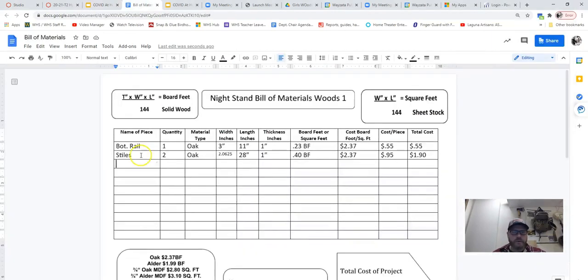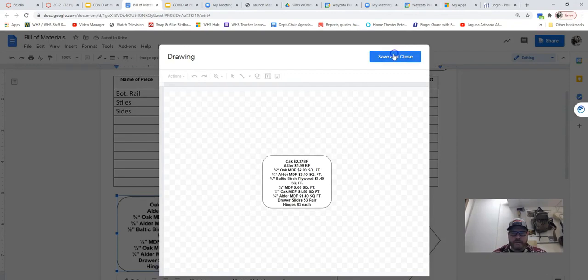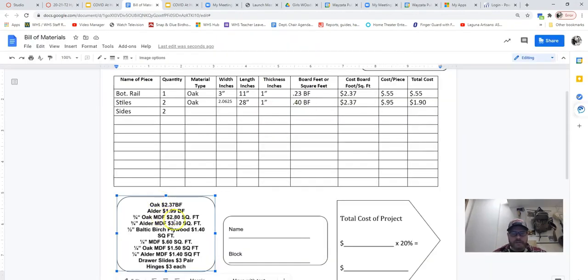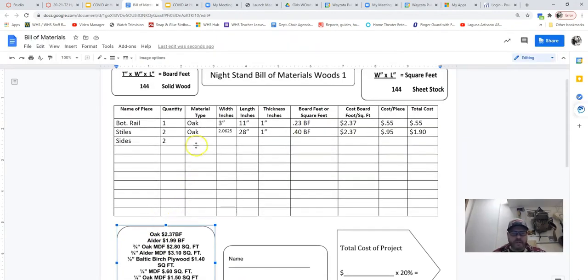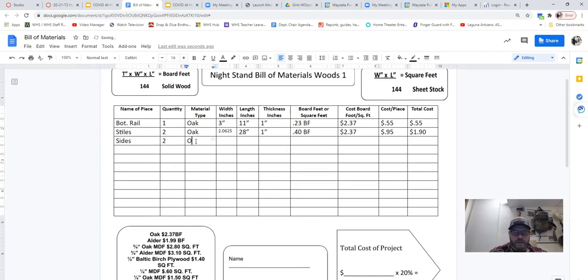So I'll go sides. I have two of them. And this says oak MDF. I'm sorry, MDF just fit nicer. MDF is a type of sheet stock, so we'll just call it oak.